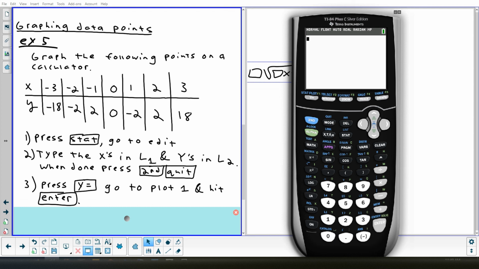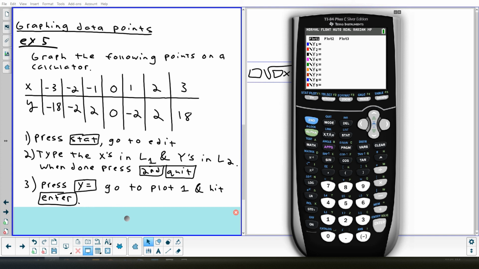Okay. What you want to do is press y equals, and if you have anything else in there, we're going to get rid of it. Like I don't want to see that square root anymore. I'm just going to clear it. And I'm going to turn on one of my scatter plots. It really doesn't matter which one you turn on, but if you press up, now plot 1 is highlighted. You just hit enter to turn it on. Now it's on. Okay, it's on because if you press down, you can see it's highlighted.